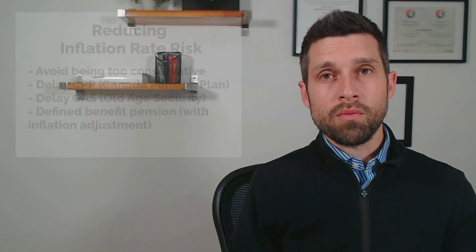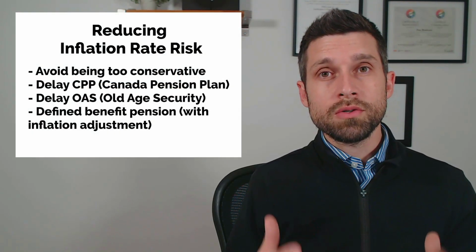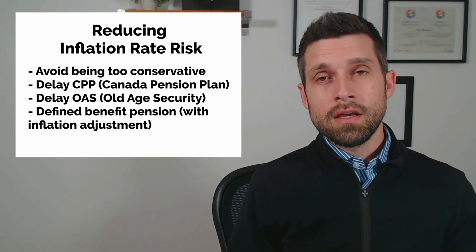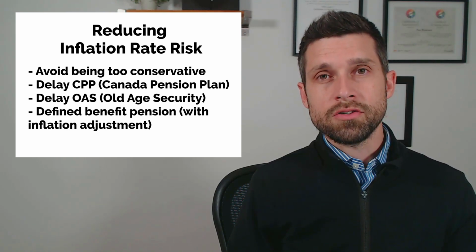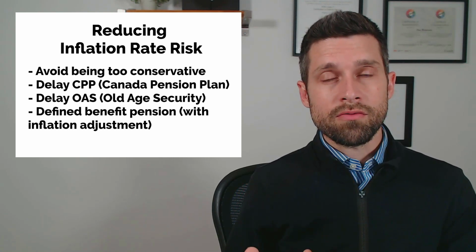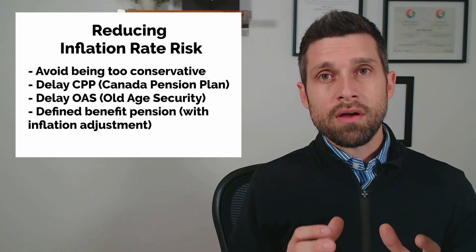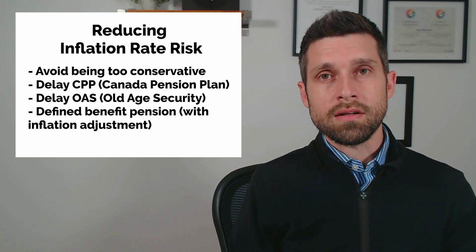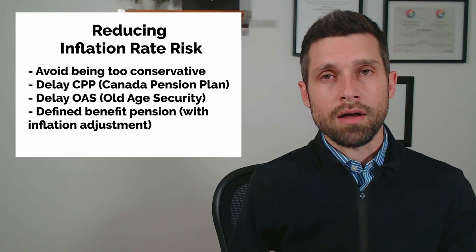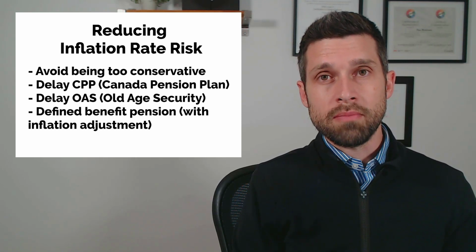Now, there are a couple of different ways that we can reduce inflation rate risk, and one important one is we don't want to be too conservative in retirement. Fixed income investments like bonds and GICs perform not quite as well during periods of higher inflation. So we want to make sure that we're not too conservative. We want to make sure we don't have too much of the portfolio invested in fixed income like GICs and bonds.